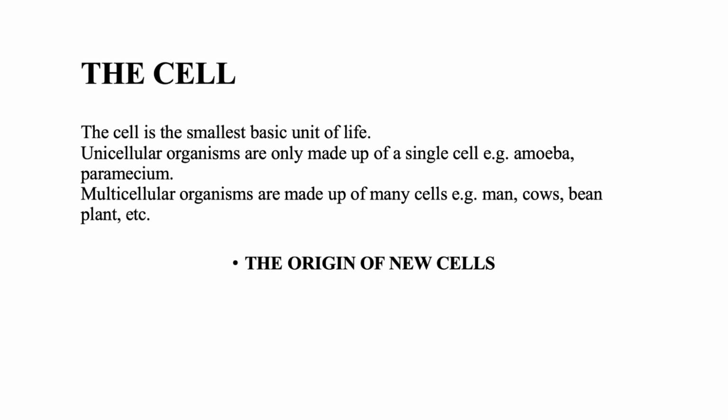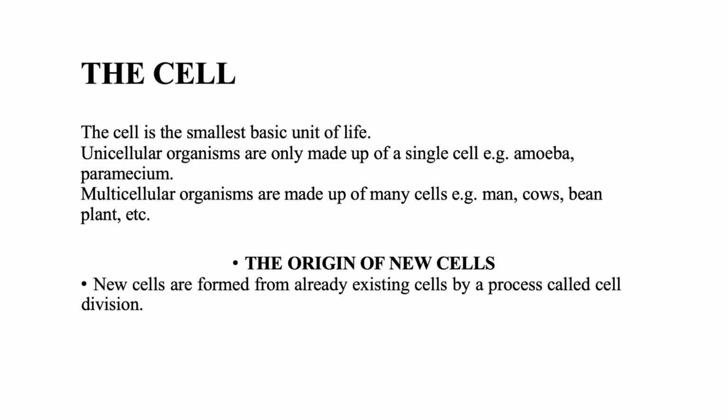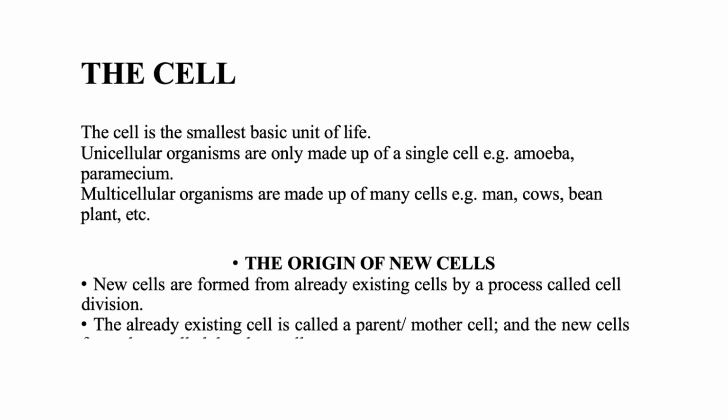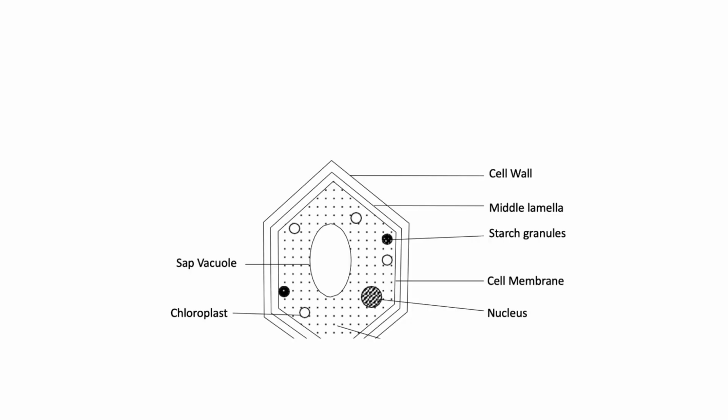Since we have said that the cell is the basic unit of life and the building blocks, the question might be, where do they originate from? New cells are formed from already existing cells by a process called cell division. The already existing cells are called parent cells or mother cells. The new cells that are formed from these parent cells are what we call daughter cells. Remember, all this happens by the process called cell division.